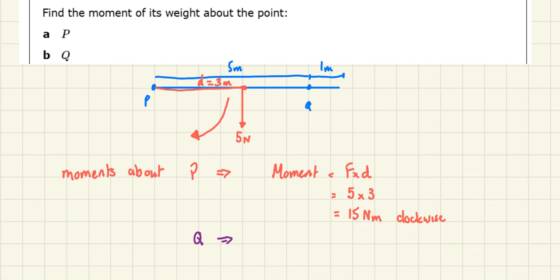Distances. Wait, where do we start from there? So if I'm taking moments about point Q, it's the same, but it's just 2.5 meters now. Okay, so I've still got 5, but this time it is that distance, isn't it? So the distance this time is 2.5.